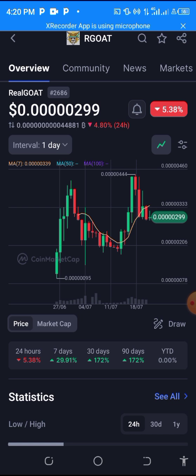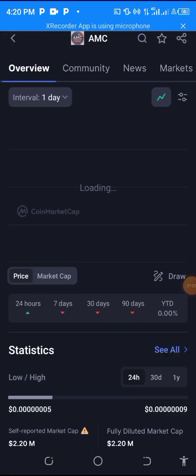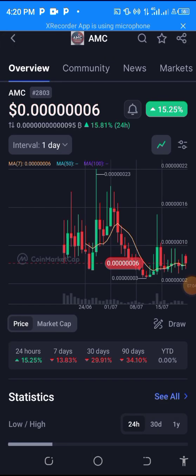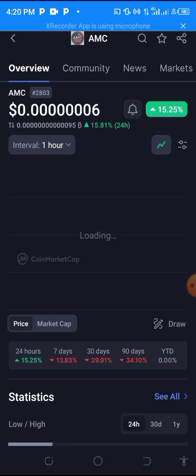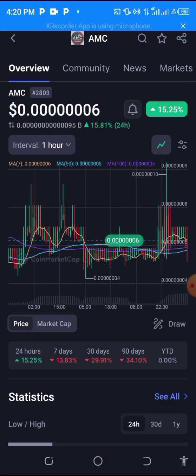So you can make money from these coins. Let's go back to this other one called AMC. This AMC has been doing well. It has done 15% profit in the past 24 hours, according to the data we are getting here.